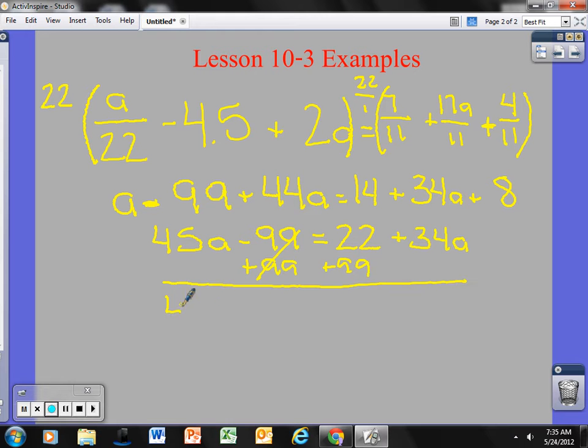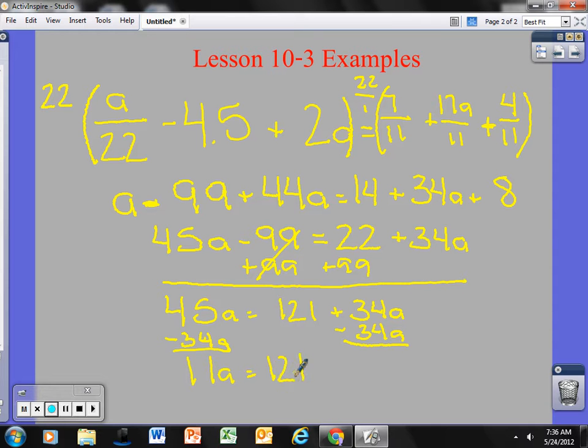I'm left with 45a is equal to 121 plus 34a's over here. Now remember, I want variables on one side of the equation, so I can't bring the 45a's over here. I must take away the 34a's from over here. So I'm going to subtract 34a's from this side. Whatever I do to one side, I must do to the other. So I am left with 45 minus 34. That gives me 11. So I have 11a's are equal to 121.